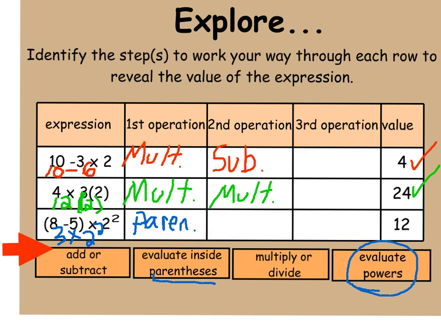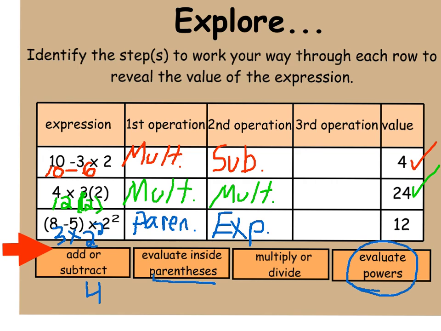Hopefully you picked evaluate powers, or we wrote down exponents in our notes. Powers and exponents are close to the same thing. We'll get into that later. They're pretty much the same. There's a little discrepancy. So if we do exponents as our second step, 2 to the second power is 4.